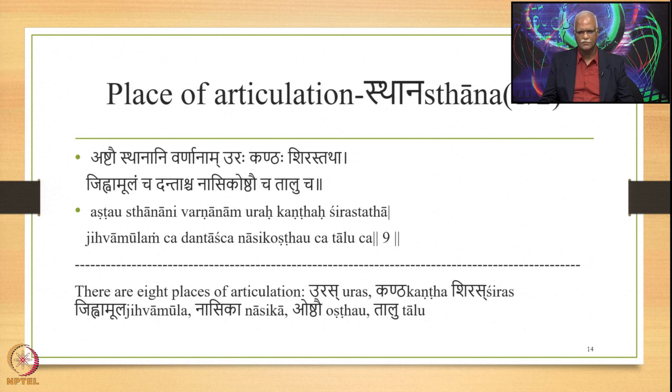Uras or chest, kantha, shiras, jivhamula, nasika, oshthau and talu. Kantha is velum, shiras is the murdhan, cerebrum, jivhamula is the root of the tongue, nasika is the nose, oshthau is the lips and talu is the palate. There are these eight places of articulation described in the Paniniya Shiksha which differentiate sounds from each other.